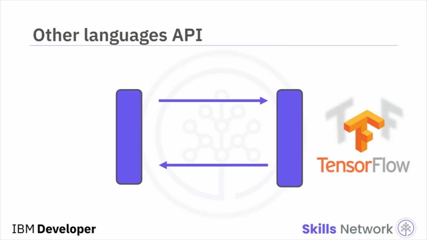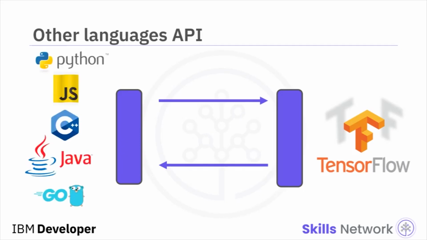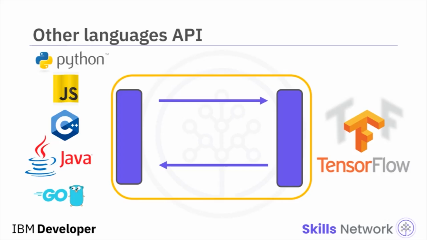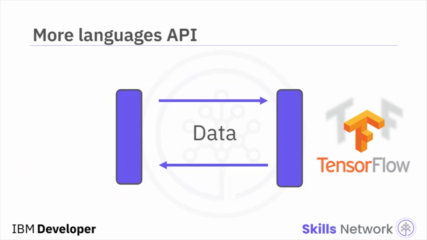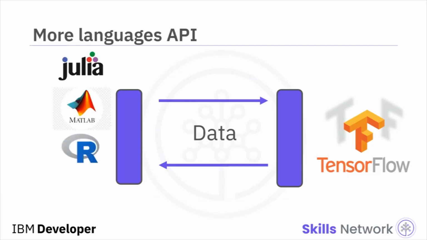Consider TensorFlow at the back end, written in C++ that can use APIs for other languages, such as Python, JavaScript, C++, Java, and Go, and thus the API is just the interface. Other volunteer-developed APIs for TensorFlow are Julia, MATLAB, R, Scala, and many more.